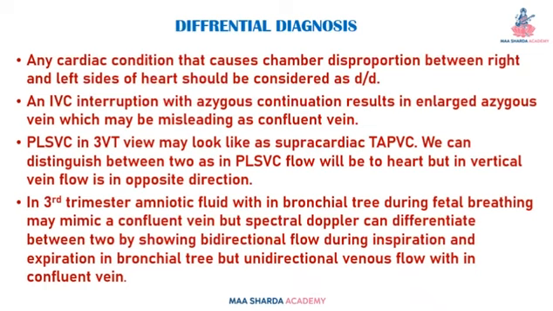In the third trimester, amniotic fluid within the bronchial tube during fetal breathing may mimic a confluent vein, but spectral Doppler can differentiate between the two by showing bidirectional flow during inspiration and expiration in the bronchial tree, but unidirectional venous flow within the confluent vein.